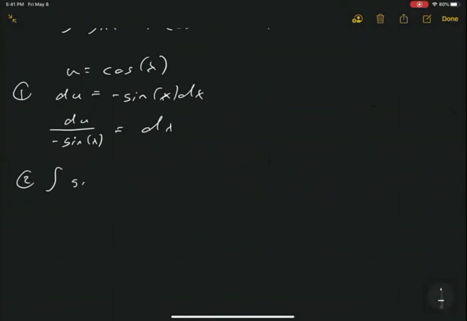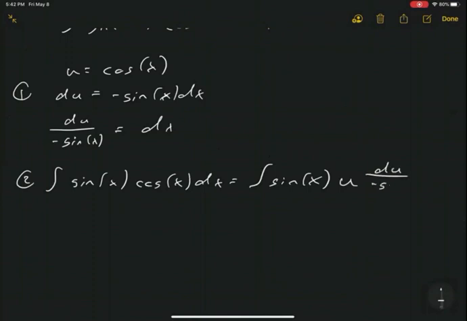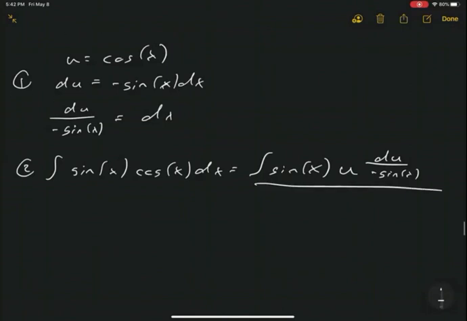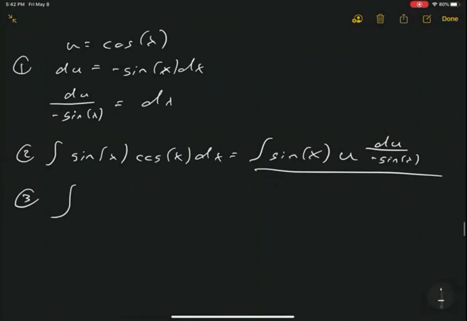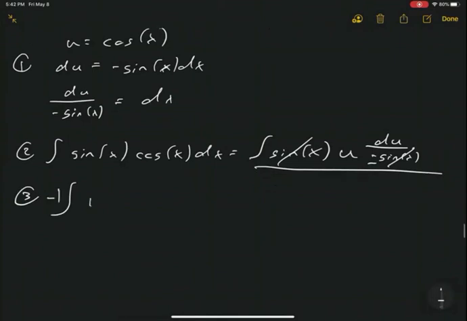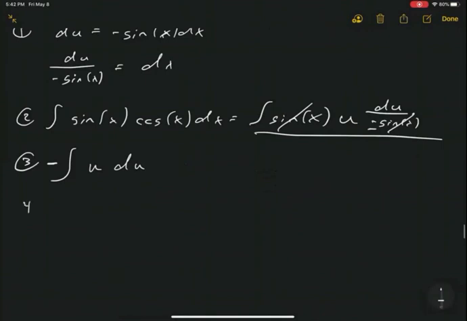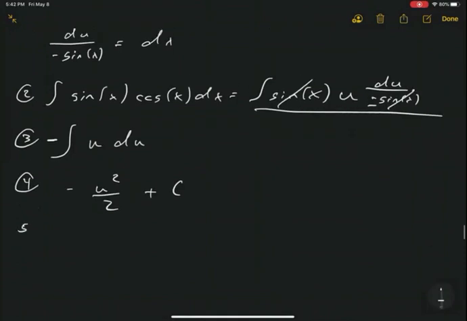Step 2, let's make our substitution. Now I end up with this integral. Let's simplify in step 3. The sine is going to cancel with this sine, but I have a negative sign, which I can think of as a -1, which I pull out front. As long as I keep this in mind, I don't have to write that 1. I can just leave it as a negative sign. Integrating this, I get negative u squared over 2 plus c. Undoing my substitution, I get negative cosine squared of x over 2 plus c.